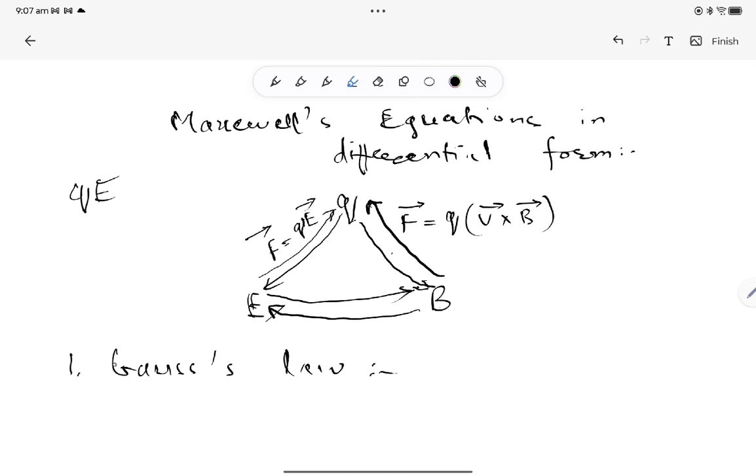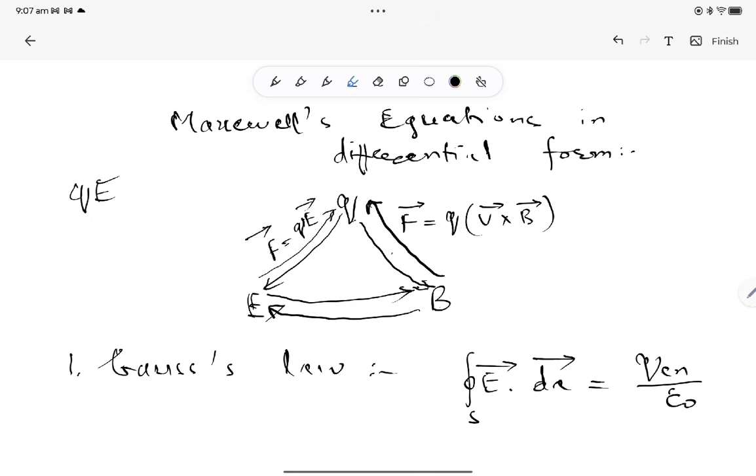Gauss's law tells us simply that electric flux through a closed surface S is equal to charge enclosed by that surface divided by epsilon naught, which serves as a constant of proportionality, 1 by epsilon naught.